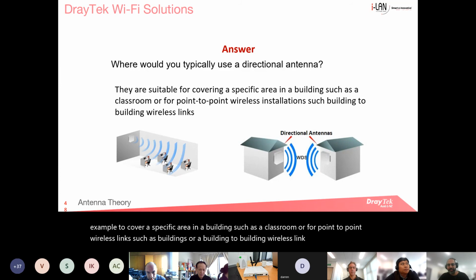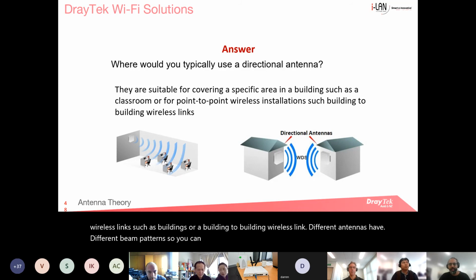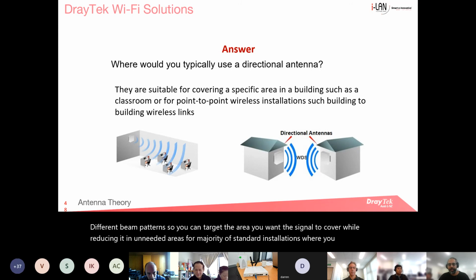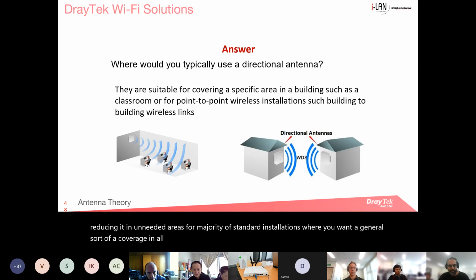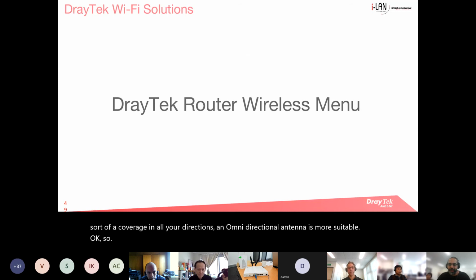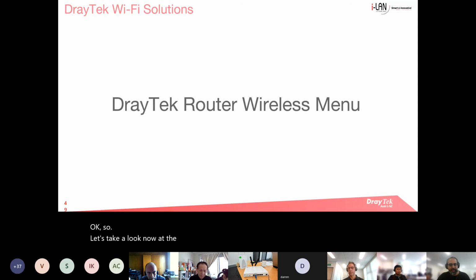Different antennas have different beam patterns, so you can target the area you want the signal to cover while reducing it in unneeded areas. For the majority of standard installations where you want a general sort of coverage in all directions, an omnidirectional antenna is more suitable. Okay, so let's take a look now at the DrayTek routers wireless menu.